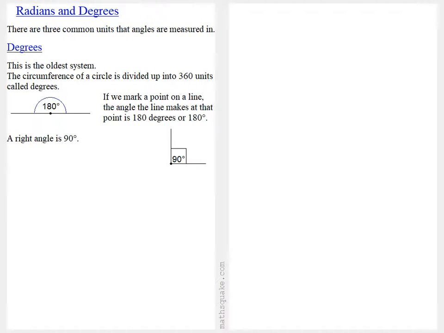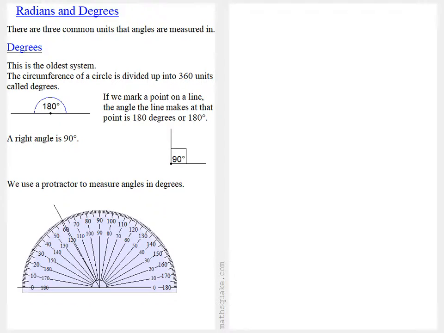A right angle, or the corner of a square, is 90 degrees. Now we use a protractor to measure angles in degrees. We can see this done. We see the angle is about 61.1 degrees.